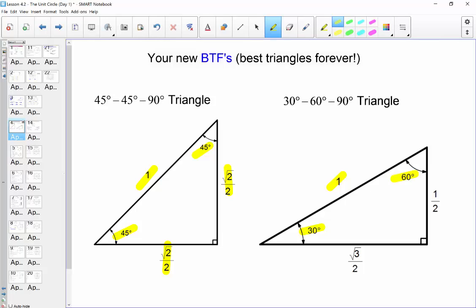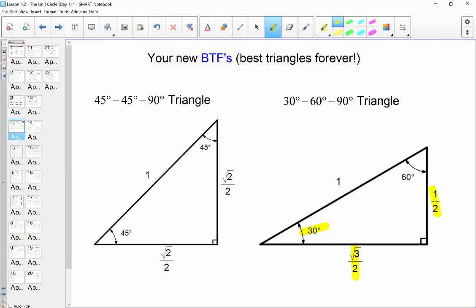Notice that the side opposite 30 degrees has a length of 1/2, and the side opposite 60 degrees has a length of square root of 3 over 2. Oftentimes, you'll be asked questions on the side lengths opposite or adjacent to an angle. I find it's easier to remember the side length opposite an angle, and then by default, I'll know the other side length.